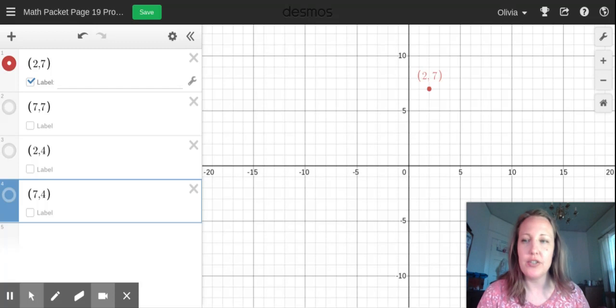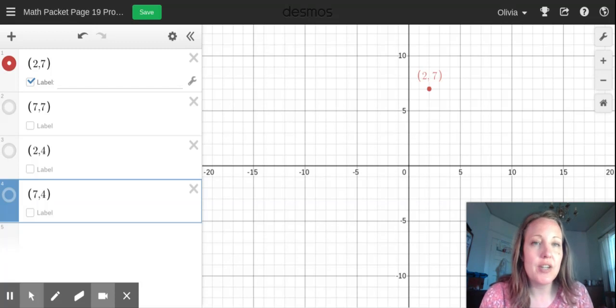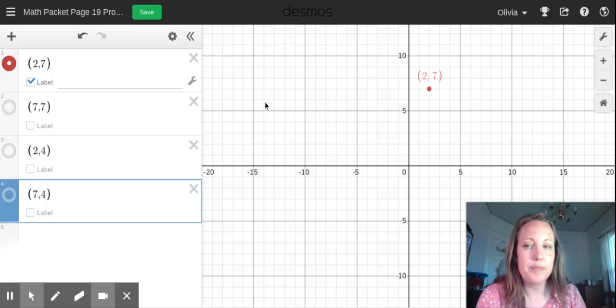We are on page 19, and it's the first problem, number 1. In this problem, it says Conrad draws a rectangle. Two of the vertices, and that's just the corner, right, where two lines meet, are (2, 7).